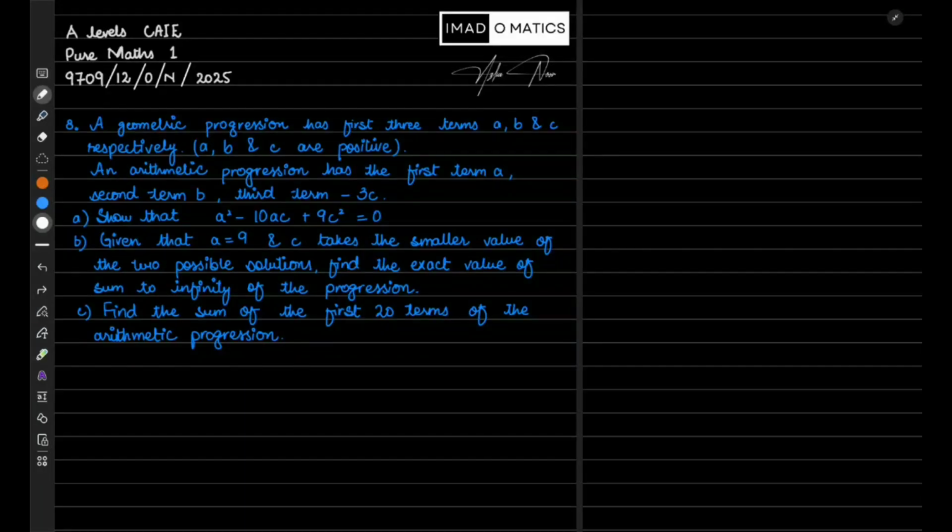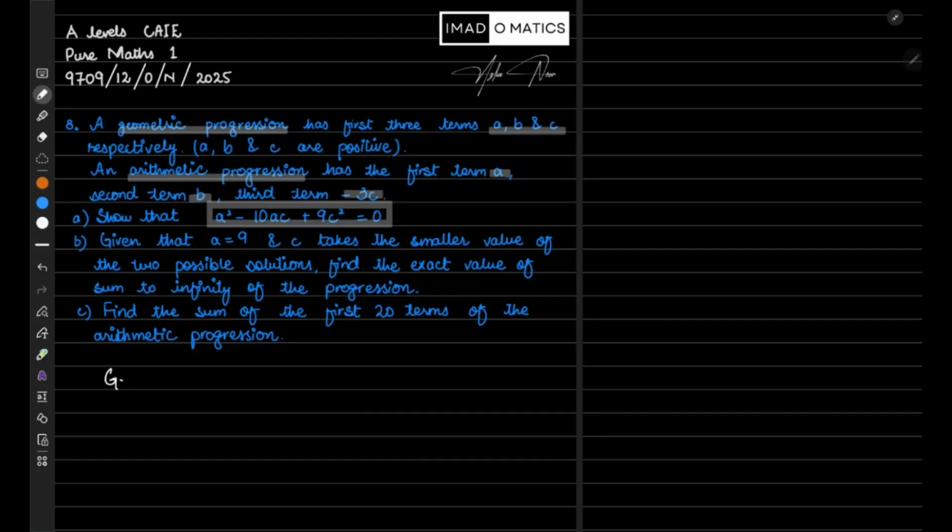We are solving A-level CIE paper Pure Maths 1, paper code 9709, variant 12, October November 2025. We are doing question number 8. Question 8 says a geometric progression has first three terms A, B and C respectively, and an arithmetic progression has first term A, second term B and third term minus 3C, and we have to show that A square minus 10AC plus 9C square is equal to 0. That means we will be using these two to make this expression.